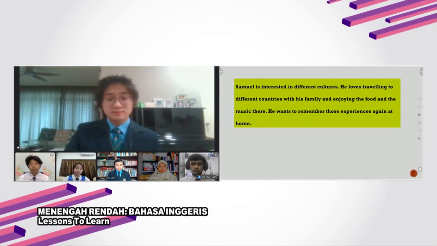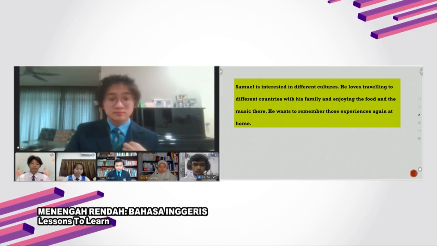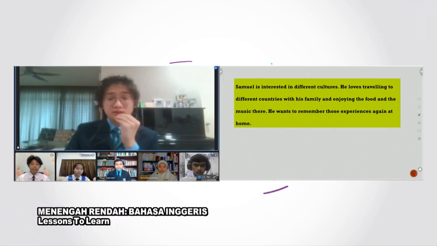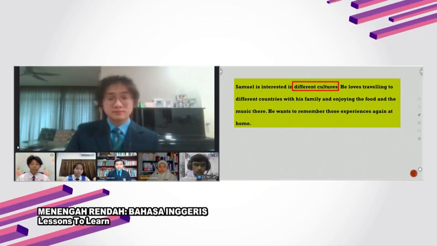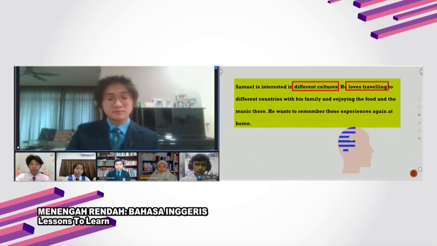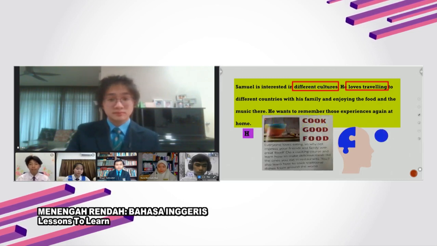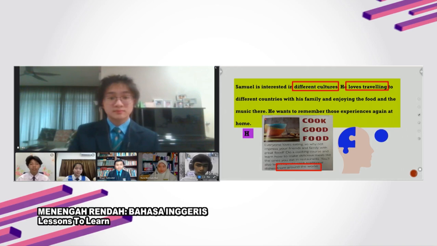All right, Roy. Now, what would be your keywords from these sentences? My keywords would be different cultures and loves traveling. Yes, different cultures and loves traveling. So what would be your answer, Roy? My answer would be H, cooking course, Madam. Okay, cooking course. Why is that so? Let us see, everyone. Cooking class, because of this: from around the world. So when you travel all around the world, you'll be exposed to different cultures.